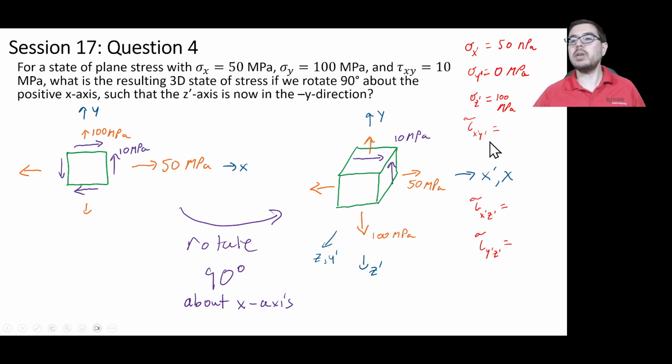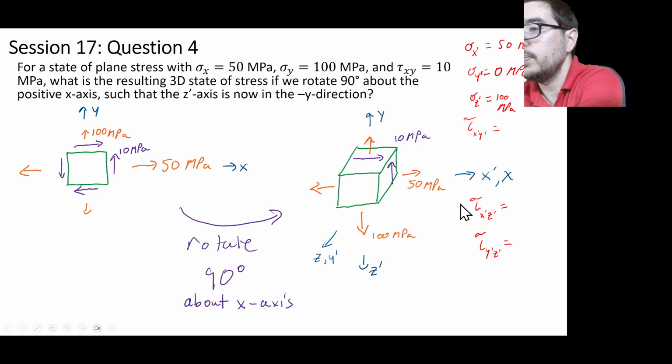The tau x prime y prime. Now this is where it gets a little bit tricky. Let's look at the x prime face. That's this face here, x prime, and in the y prime direction, that's now this coming out of the face. Well, there's no stress parallel to the face in the y prime direction, so that's just going to be 0.